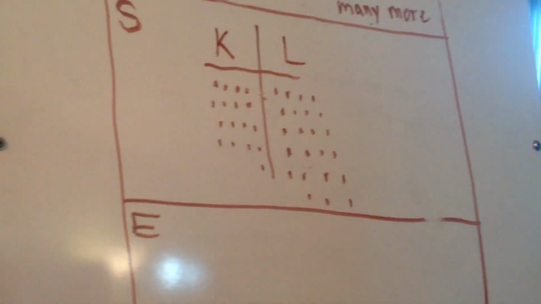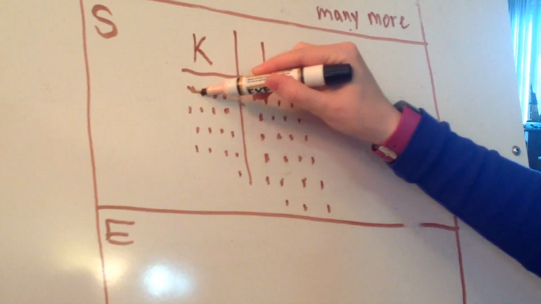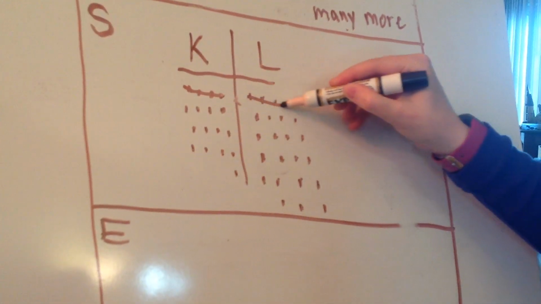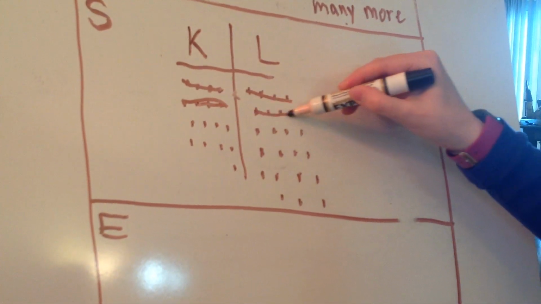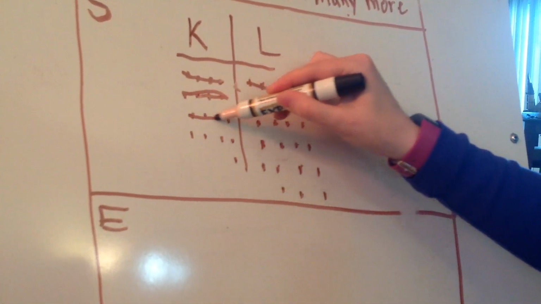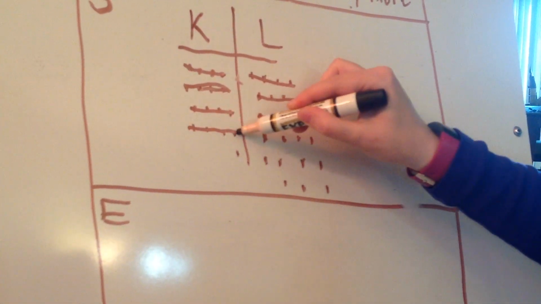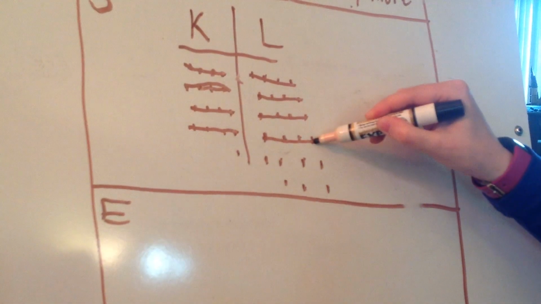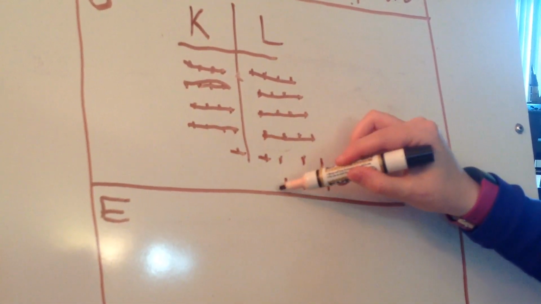Okay, since we're still comparing, I'm going to cross out what's the same. Callie has 4, Luke has 4. Callie has 1, Luke has 1.